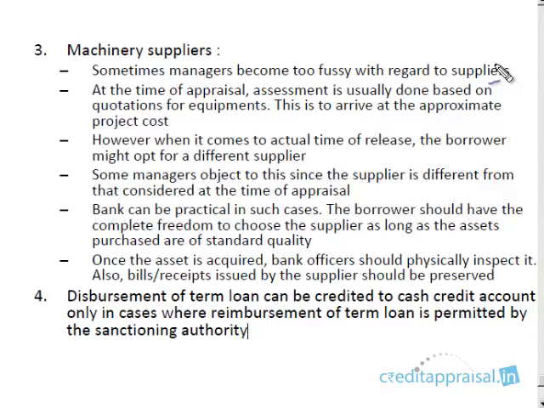A common question that as a banker you will experience is whether a term loan can be credited to the cash credit account. Usually, this is not allowed. It is not encouraged. But in cases where the sanctioning authority has permitted reimbursement of term loan, you will see this happens. So normally this is not done, but in cases where reimbursement is permitted, you can reimburse that. You can debit the term loan and credit the cash credit account.